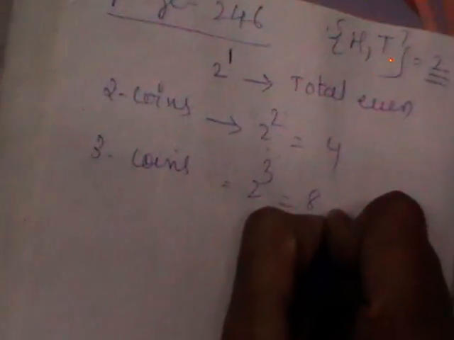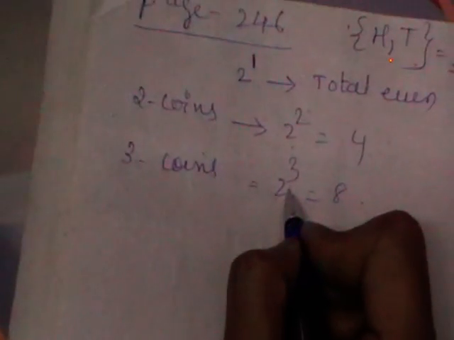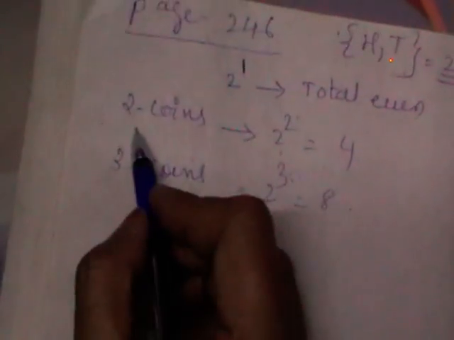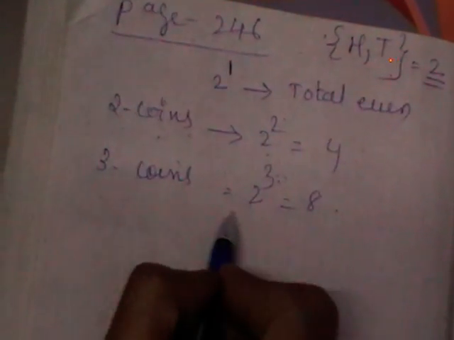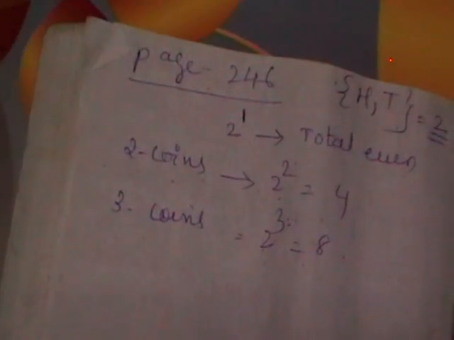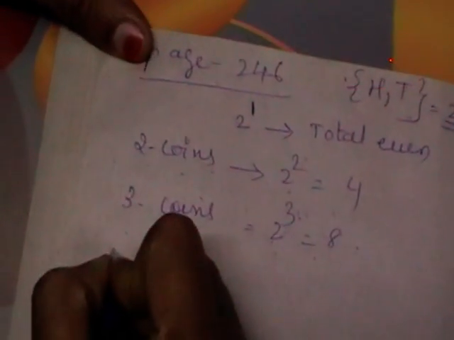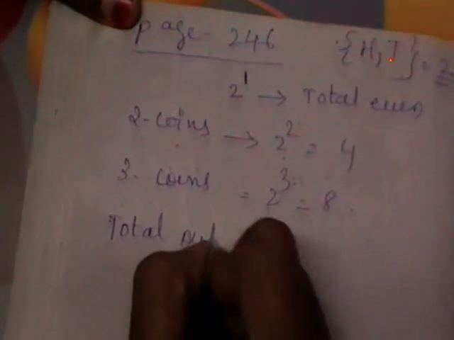Generally, you should raise the power by the number of coins. If 2 coins or it is tossed twice means 2 square. 3 coins means it is 2 cube. So here it is given that the coin is tossed 3 times. So the total outcomes are, what are the total outcomes?